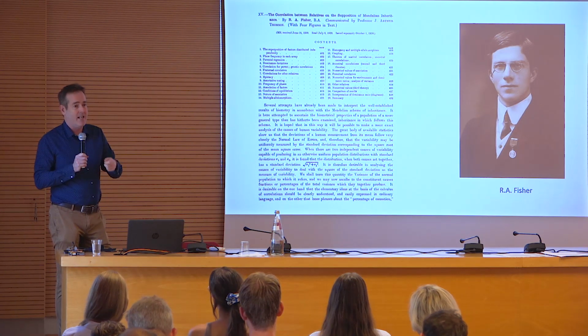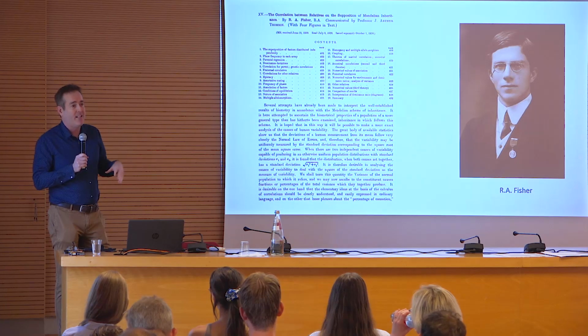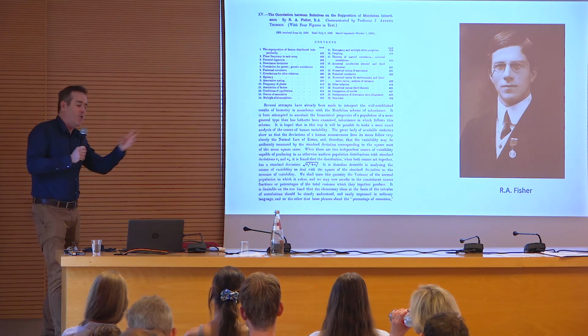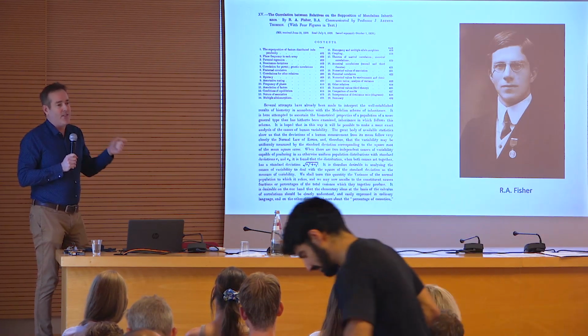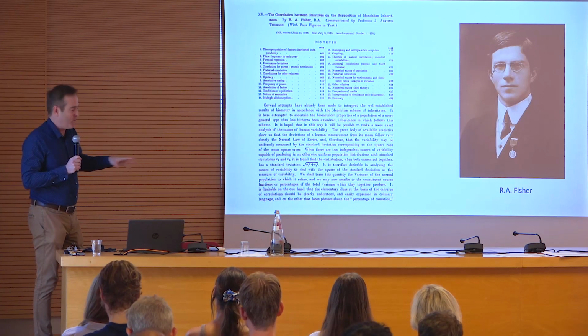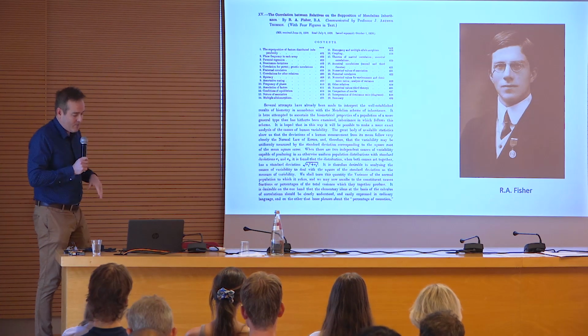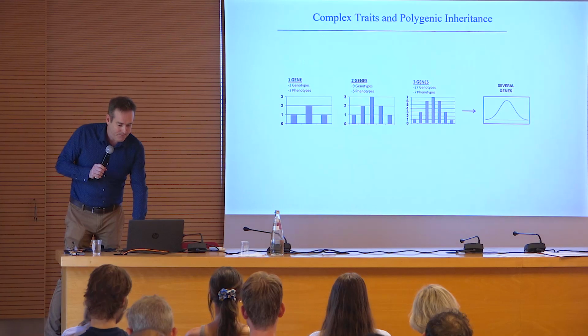And so it was only in the 1950s that a guy called Jerome Cornfield published his famous Cornfield inequality, which showed that this was just implausible and couldn't happen. So Fisher didn't always get it right, but he got most things right.